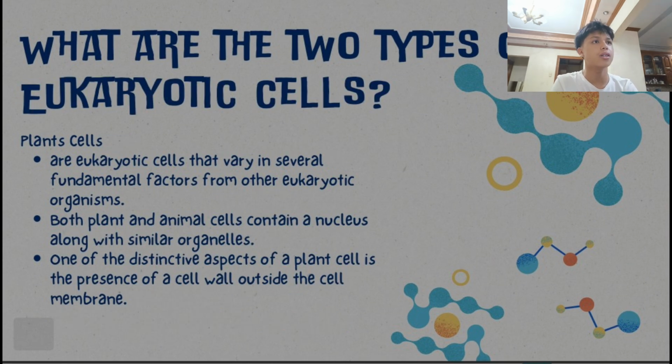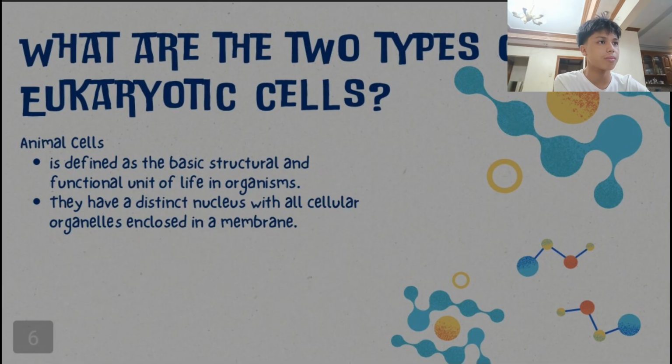First, the plant cells are eukaryotic cells that vary in several fundamental factors from other eukaryotic organisms. Both plant and animal cells contain a nucleus along with similar organelles. One of the distinctive aspects of a plant cell is the presence of a cell wall outside the cell membrane.